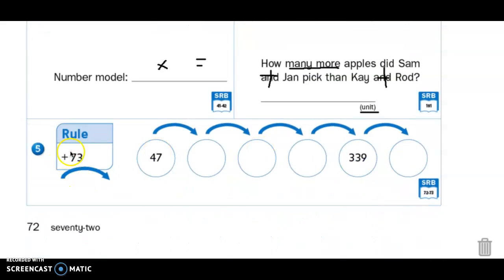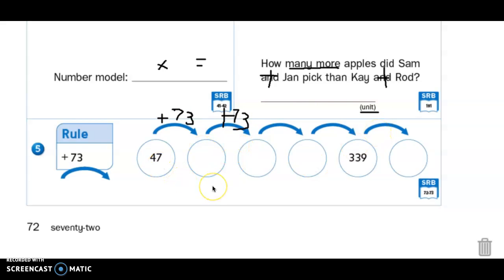Number 5, our rule is adding 73. That means this arrow tells you to add 73. What does that mean about this arrow? Well, this arrow also tells you to add 73, and so on and so on. Put plus 73 above each arrow so you know what you're doing.